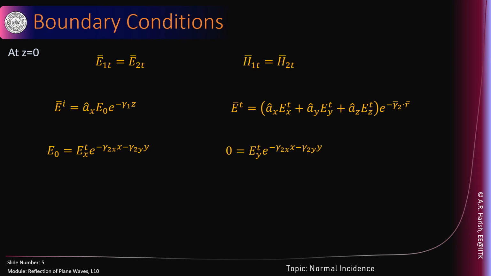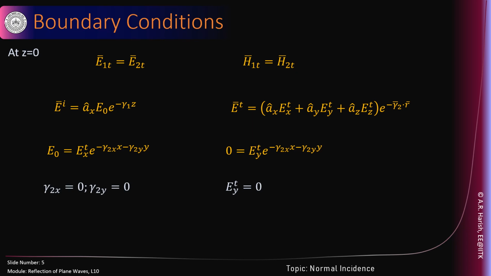This is how we enforce the continuity of the x component of electric field. Similarly, we can enforce the y component of electric field. Incident field has no y component, and the transmitted field has a y component, which is EYT e to the power of minus gamma 2x x minus gamma 2y y. Something interesting here? Yeah, watch the second equation there. Since this right hand side is equal to 0, EYT has to be 0.